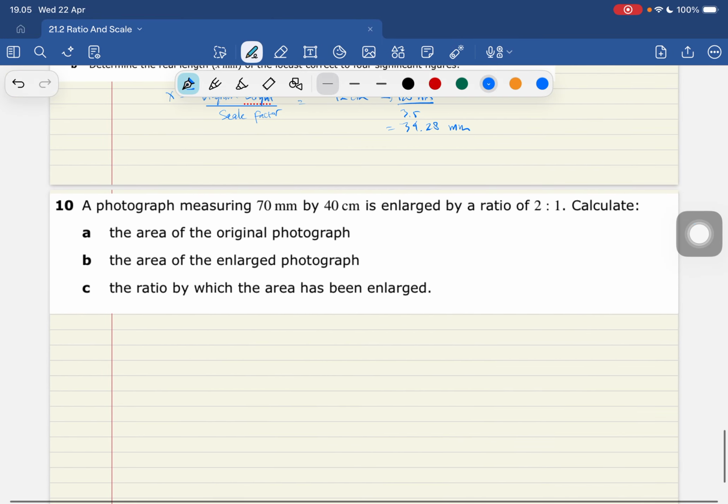Okay, and this is the photograph measuring 70 millimeter by 40 centimeter, enlarged by the ratio of 2 to 1. So let us make it into centimeter. This 70 millimeter is equal to 7 centimeter. The 40 centimeter is equal to 400 millimeter.